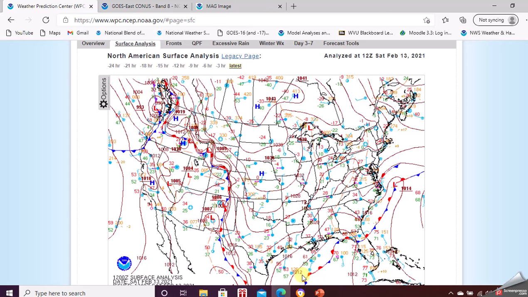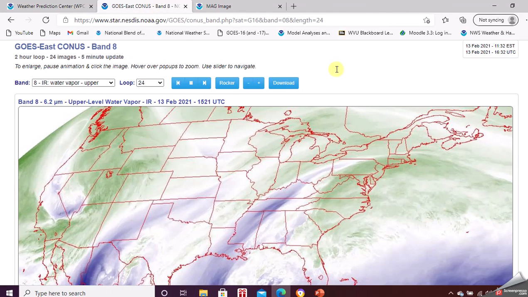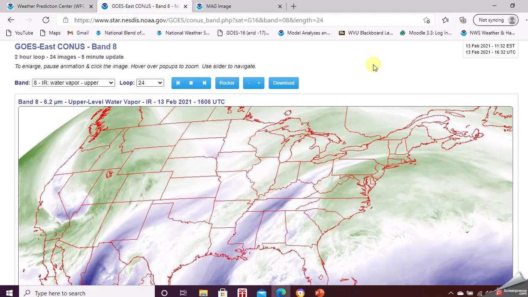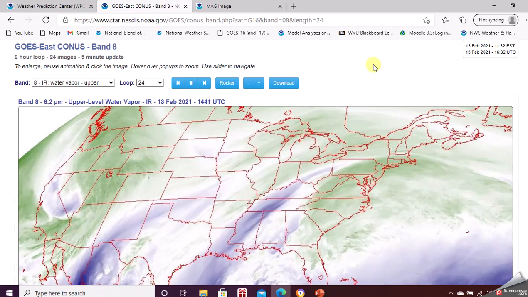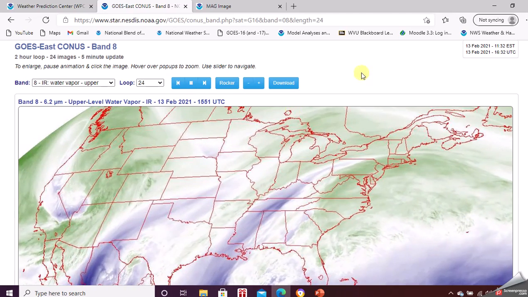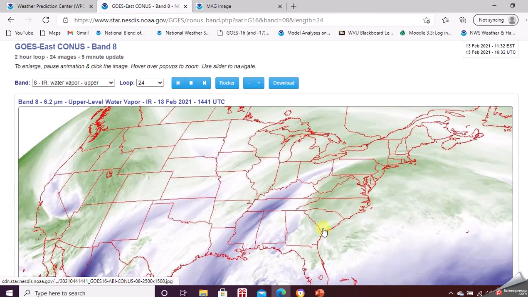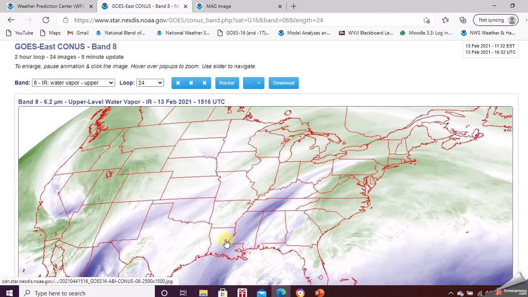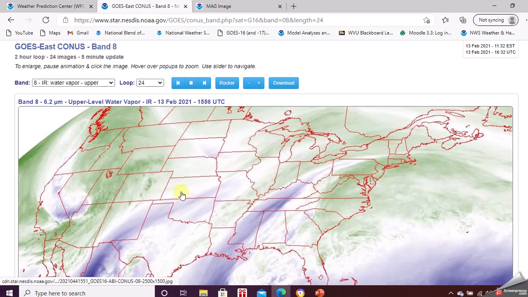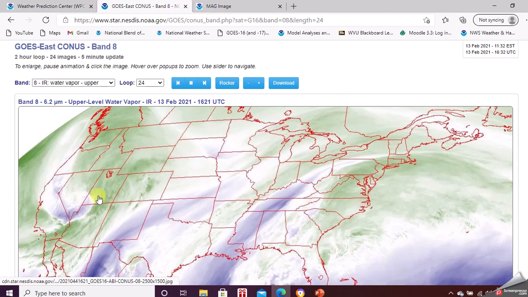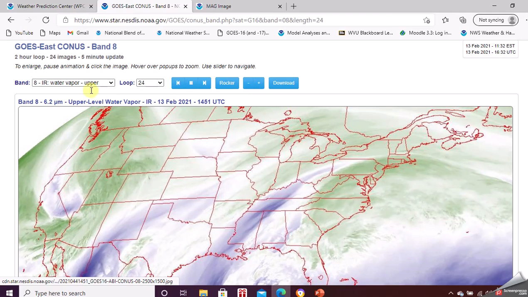So remember that the amount of moisture in the air may not necessarily always relate to the relative humidity in the air. This is just a water vapor image showing the water vapor at basically 20 to 25,000 feet. And you can see a lot of moisture here, a lot of moisture along the East Coast, and some dry air coming up through here and here. You can also see some spins in the atmosphere, which are upper level lows.